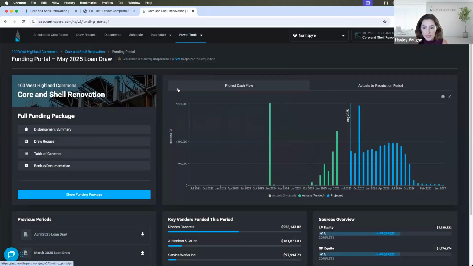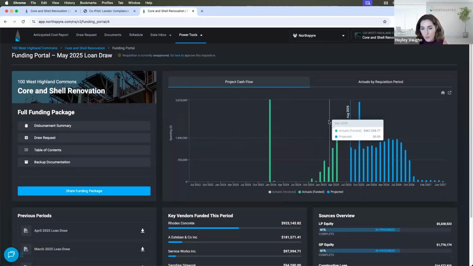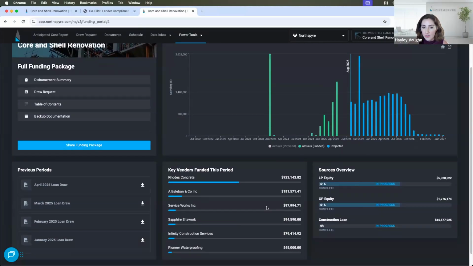They'll be able to access this page. Without any of the top navigation, they won't be able to go anywhere else, but they'll be able to see your cash flow projections live, the sources and invoice overviews, and then all of your current and past draw reports available for download.